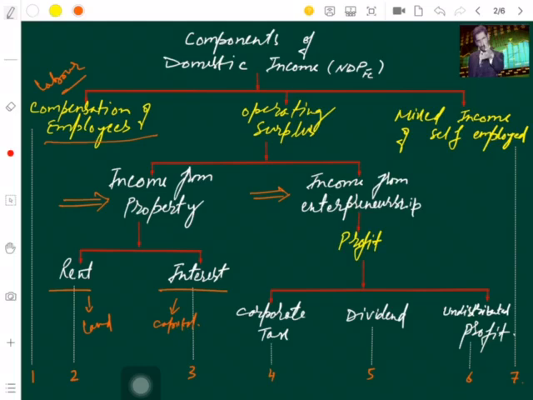Labor got covered, land got covered, capital got covered. What remains is the entrepreneur. His income is income from entrepreneurship. That is what it is, his income, that is profit.